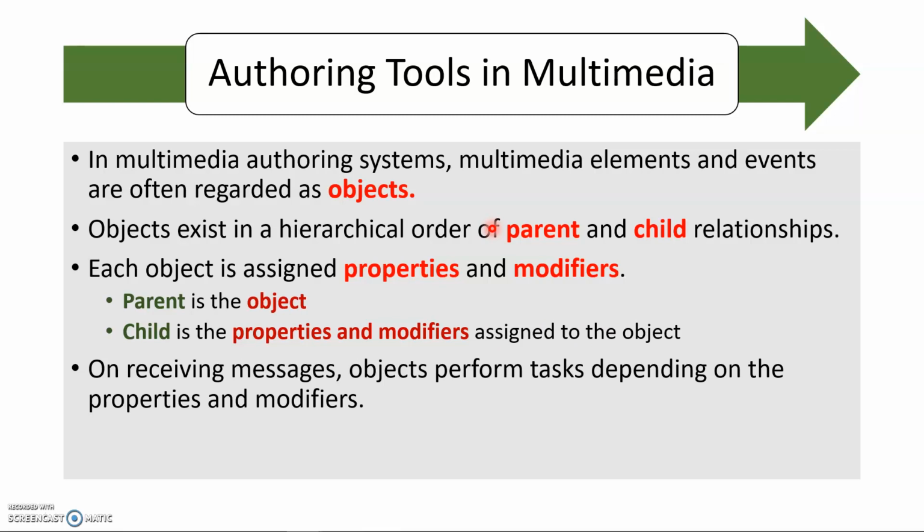For example, if I want to click on that button, when the user clicks on that button, what will happen? You must assign properties and modifiers to that object so that it will know, when the user clicks on that, what it needs to do. So when a message is received, the object will perform its task depending on the assigned properties and also the modifiers.